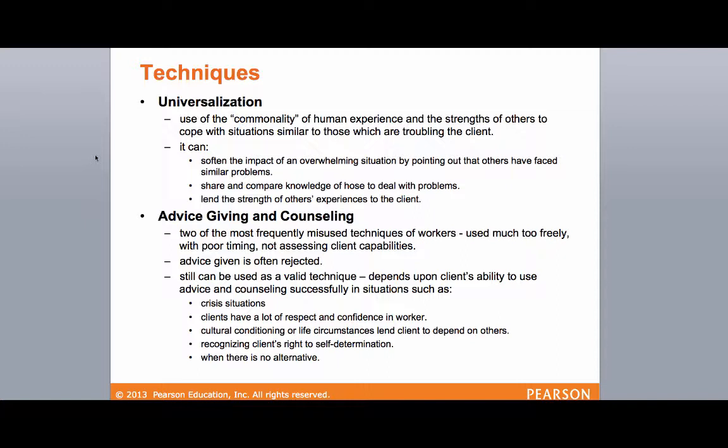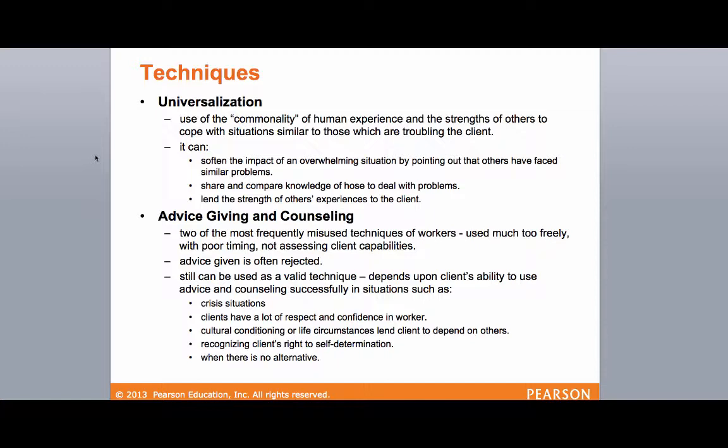The client realizes that you're not really personalizing what's going on, or at least the client feels like you're not really considering their particular perspective, and so that's why it's usually rejected when given. But it can be a valid technique in certain situations, and some of this depends upon the client's ability to use your advice and counseling successfully.